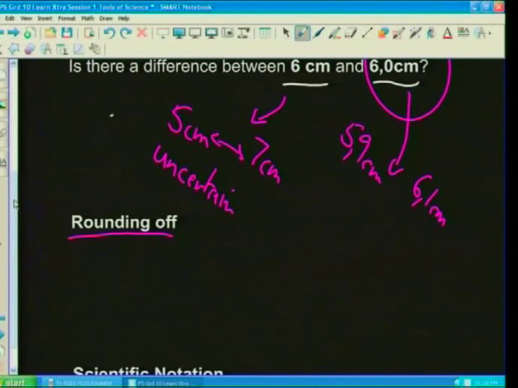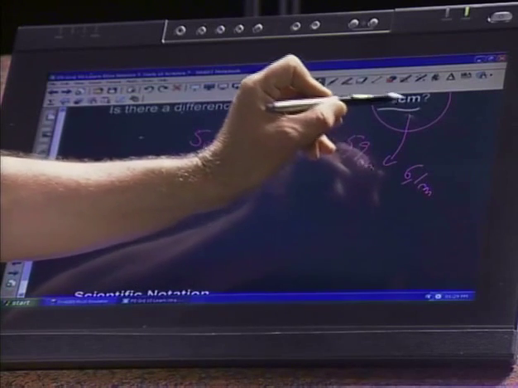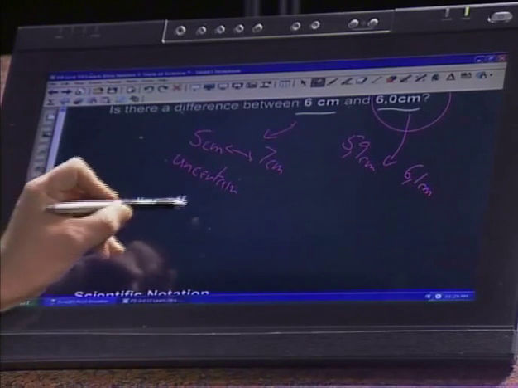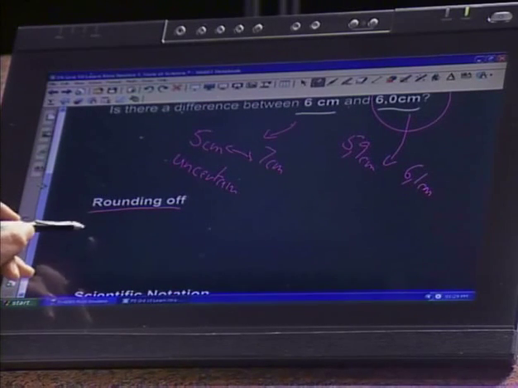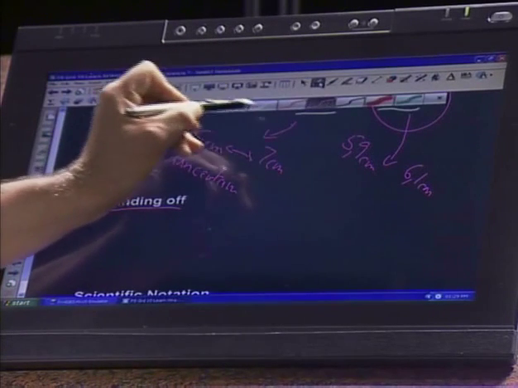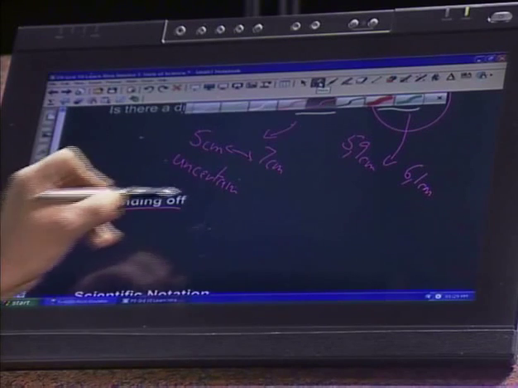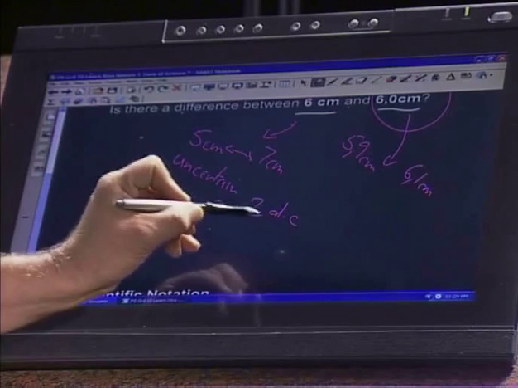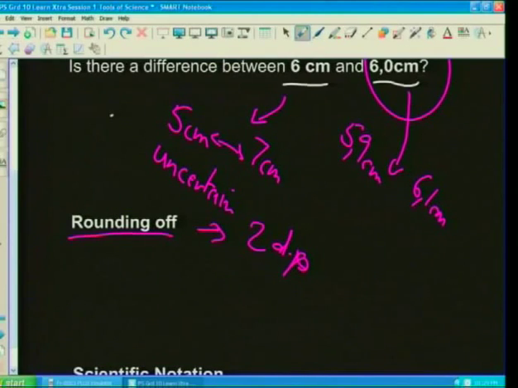Whatever we do, we need to be careful about using the answers that we do get. In our experiments, we need to think about this idea of uncertainty. We say that this one is, because it's got a 0 there, it is more accurate. So we must be careful when rounding off. In most exam questions, they say you must give your answer to 2 decimal places. And how do we round off?